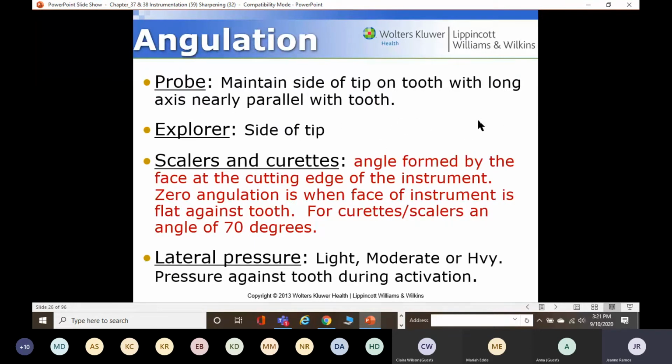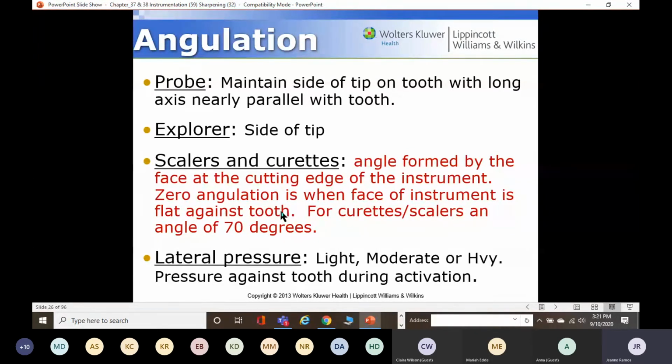So maintain the side of the tip on the tooth with a long axis nearly parallel with the tooth. Explorer is the side of the tip. Scalers and curettes, angle formed by the face at the cutting edge of the instrument. Zero angulation is when the face of the instrument is flat against the tooth.